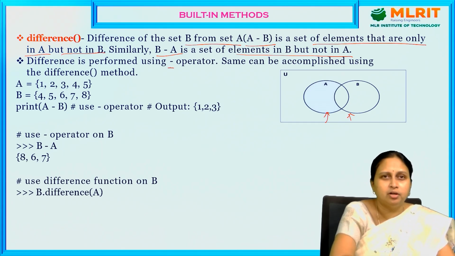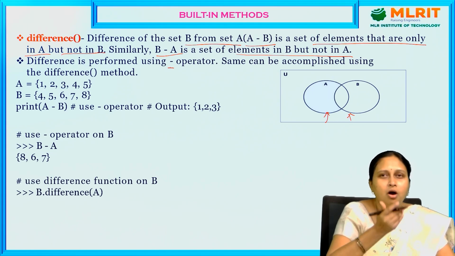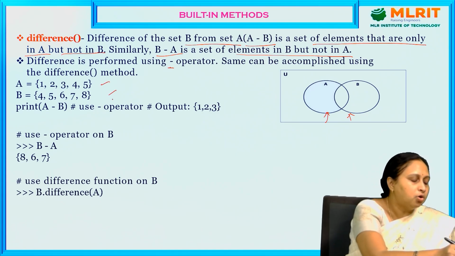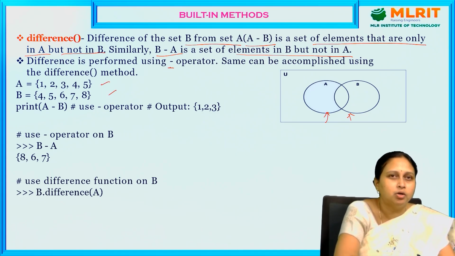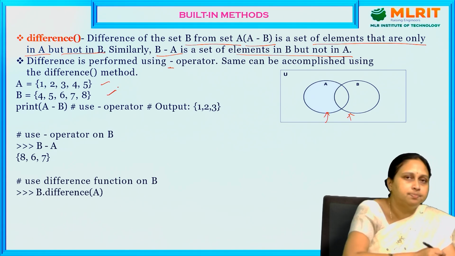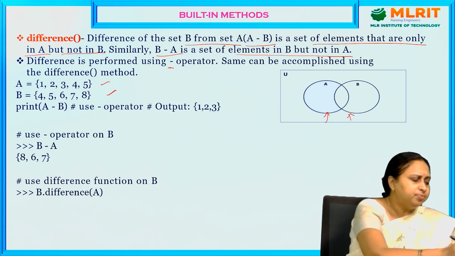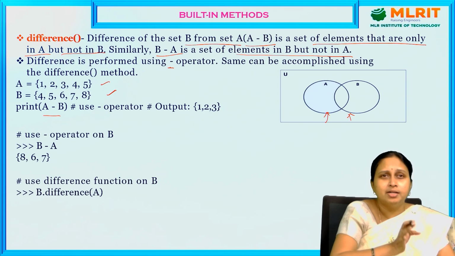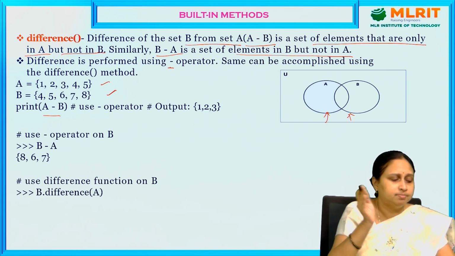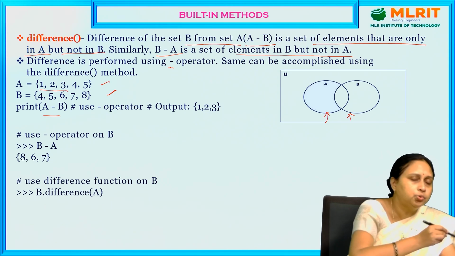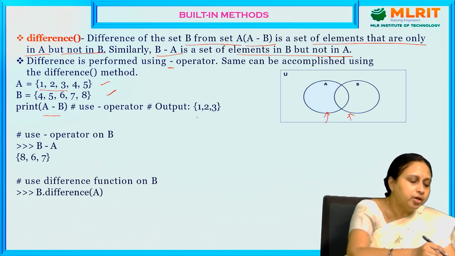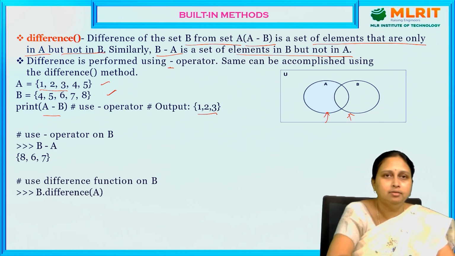And the difference we are going to represent by using the minus operator, or we are going to use a difference method also, right? Let us see an example by taking two sets, A equal to 1, 2, 3, 4, 5 and B equal to 4, 5, 6, 7, 8. Now, if you are going to print A minus B, what is the output you are going to get? We are going to take only the set of elements that are present in A, not in B. What are the elements that are present in A? 1, 2, 3. That one will be taken, and the common elements also we are not going to consider. So, we are going to get the output as 1, 2 and 3.